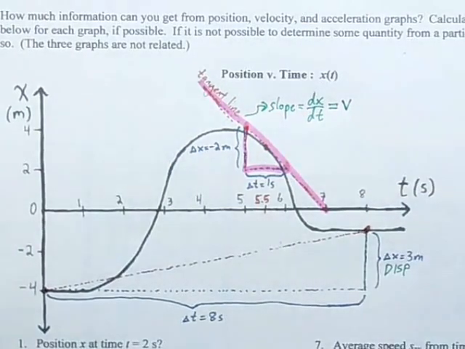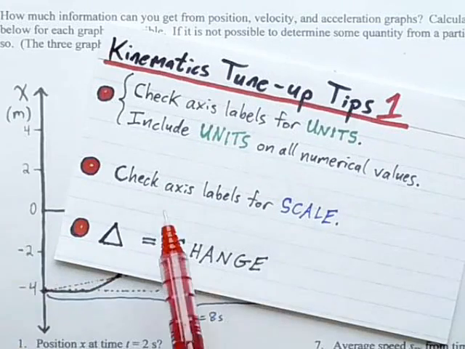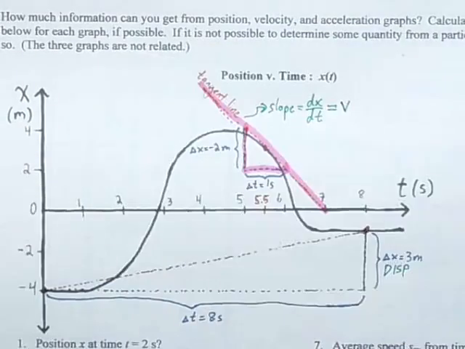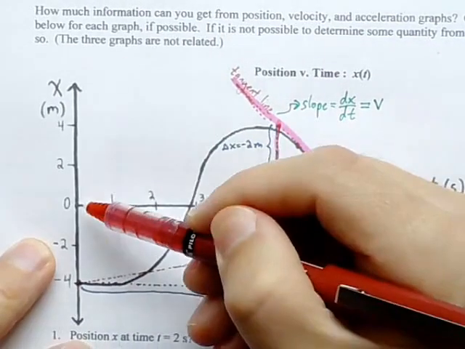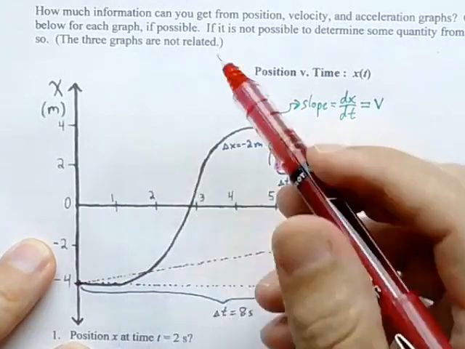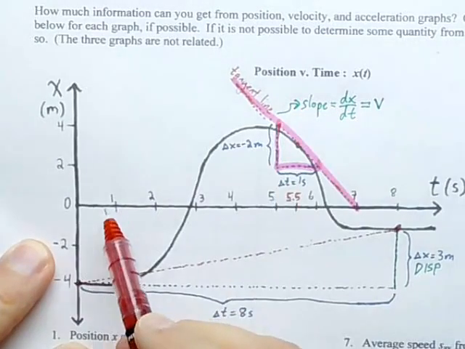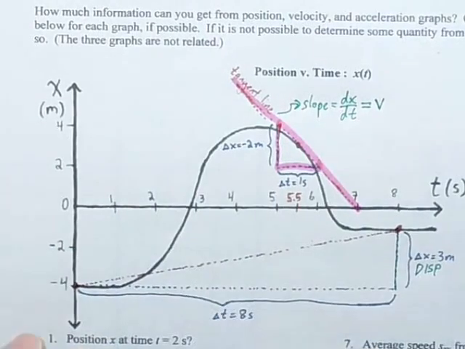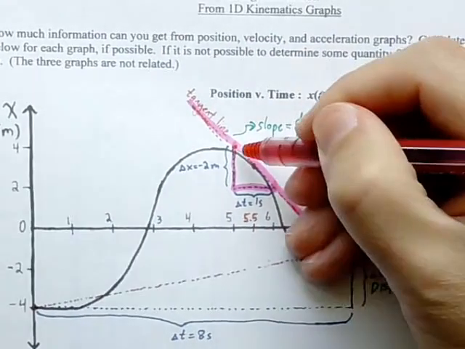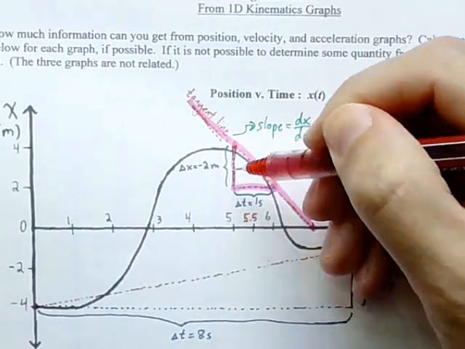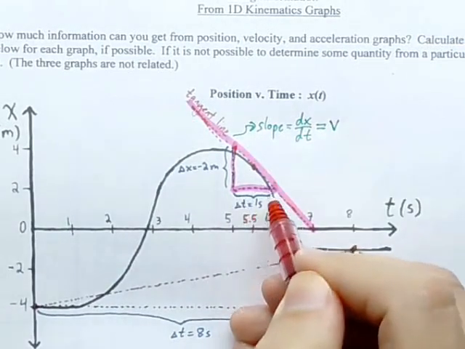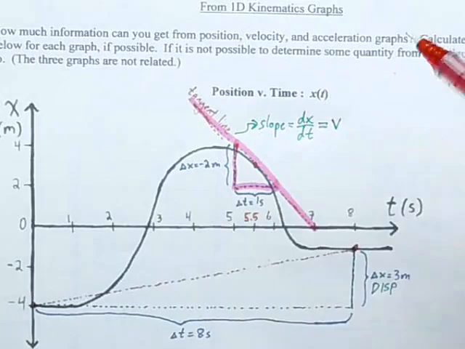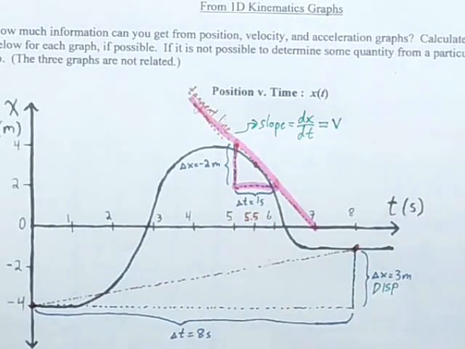Why not? Because I didn't check the axis labels for the scale. Check those axes. We see on the x-axis each box is worth 1 meter, but on the time axis each box is worth half a second. The two axes have different scales. So in fact here, this is -2 meters, this leg, but plus 1 second along that leg. So our actual slope is -2 meters over 1 second, -2 meters per second.